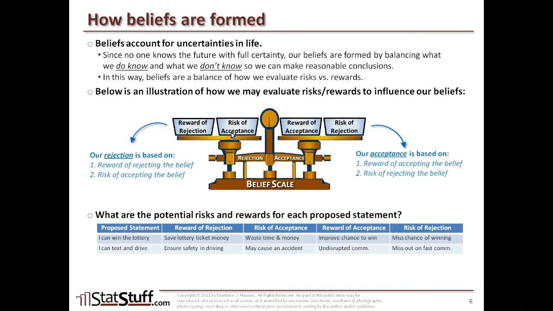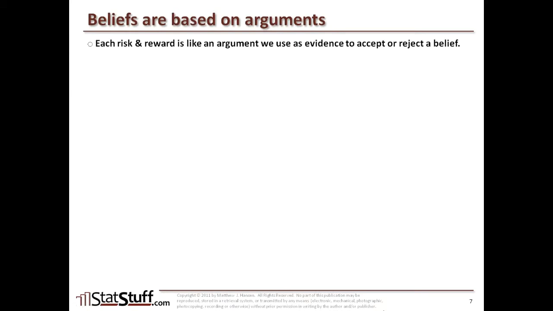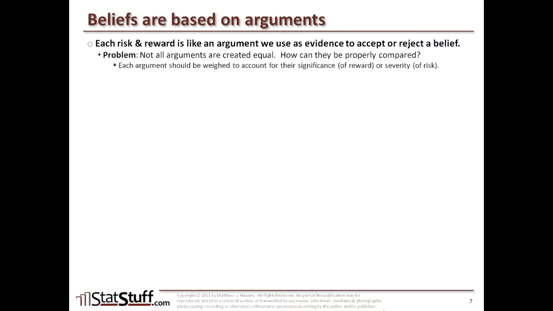So let's dig into that a little bit further. As we dig deeper, we'll see that the risks and rewards that fill those buckets are really like an argument that we use as evidence of whether we're going to accept or reject a belief in something. The problem is that not all arguments are actually created equal. So how is it that we can properly compare these different arguments? Each argument should be weighed to account for the different significance they have, like the reward side, or the severity, that is the risk.